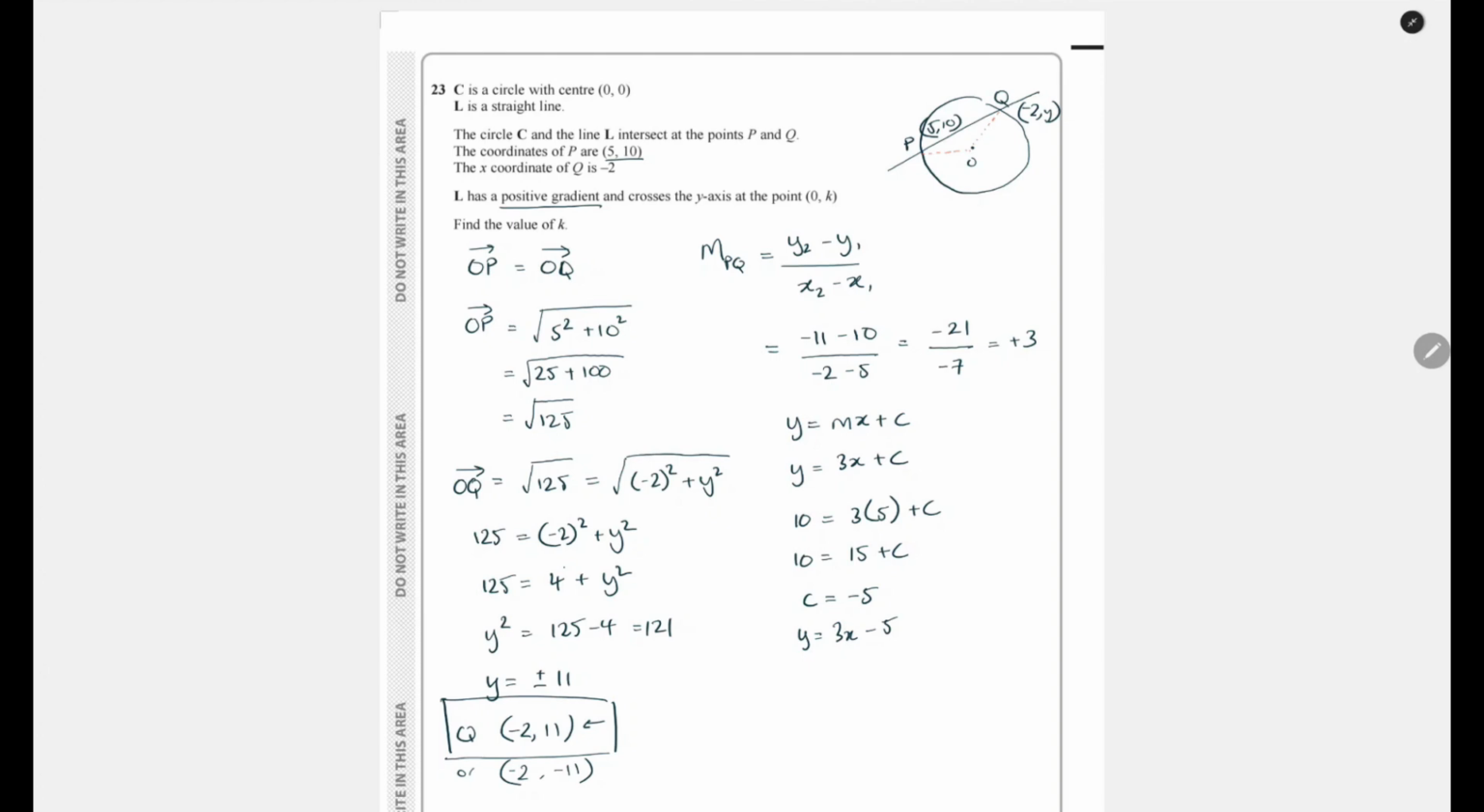Now we know that it crosses the y-axis at the point 0, k. So that's our x coordinate and that's our y coordinate. So we're just going to replace it. So k is equal to 3 multiplied by 0 minus 5. And so k is equal to minus 5.